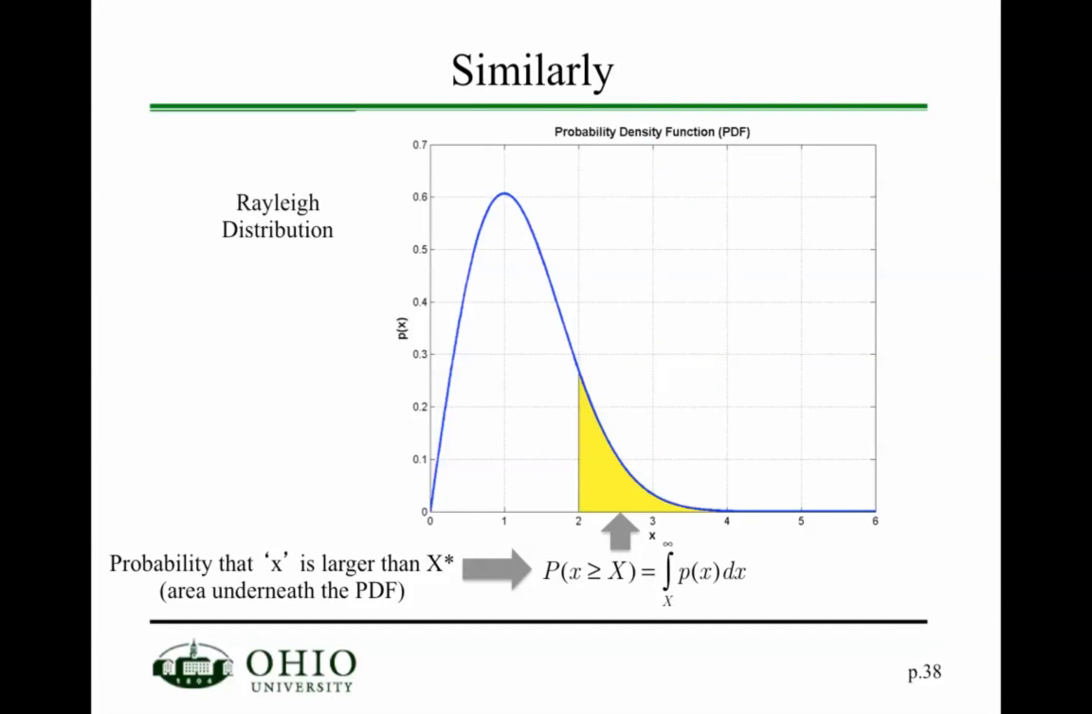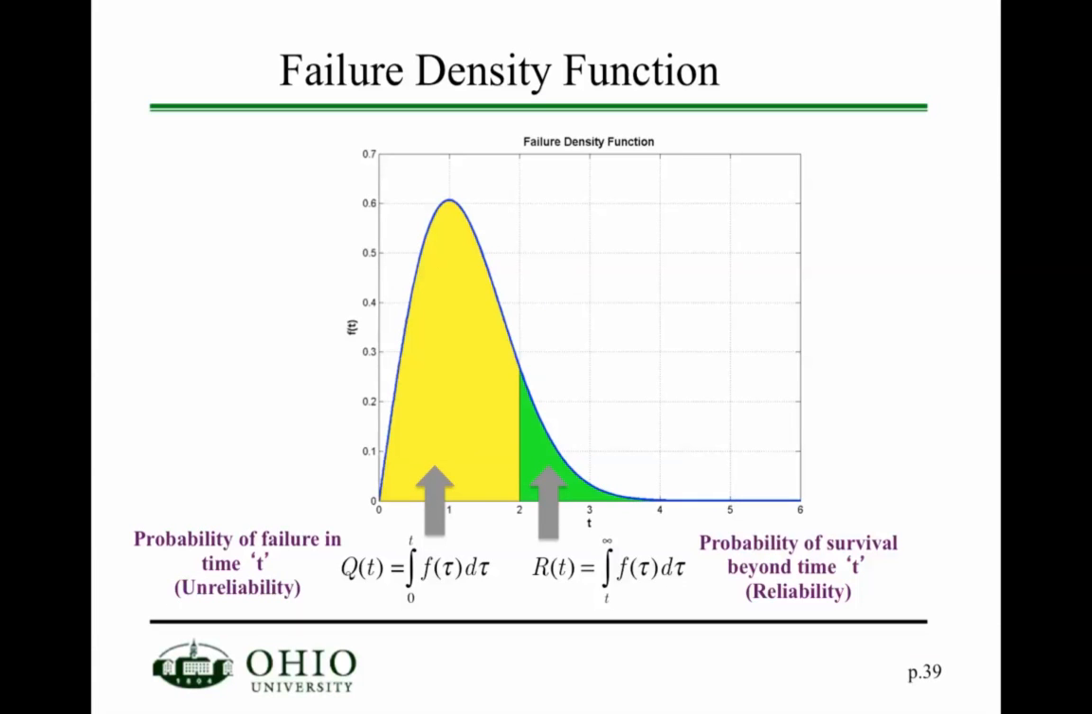I did the same thing for a Rayleigh distribution as well. Same thing happens. Now let's replace the probability density function by a failure density function. Then in the failure density function, we can determine concepts of reliability. What you see here on the vertical axis is the failure density, and on the x-axis, the time.